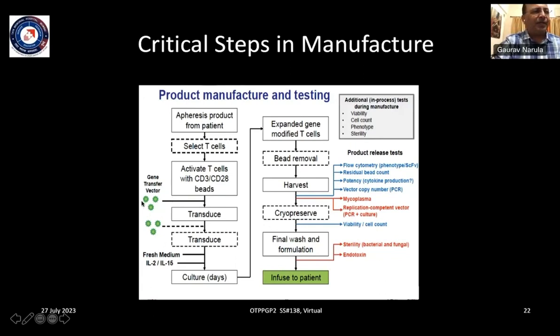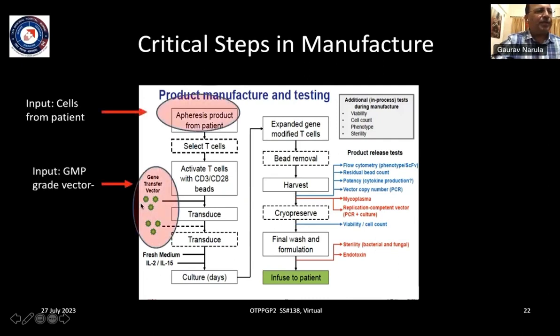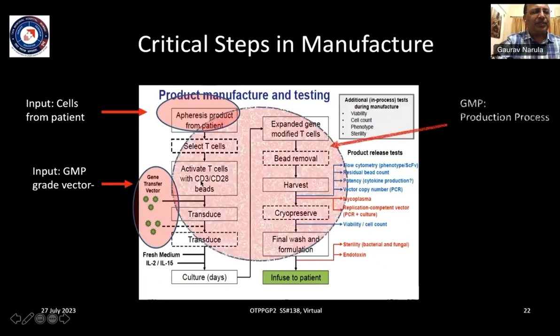Here, this is the vector which we designed. So you have the input vector and the input cells from the patient. Then the cells undergo a process which we have already described. There's some selection. Then they are activated, then they are transduced with this vector, and then they are expanded. And once we get the desired dose, we start the processing for giving.